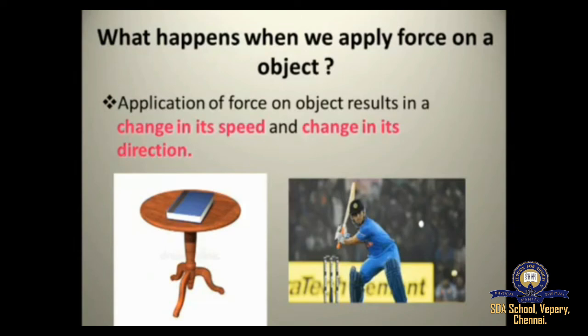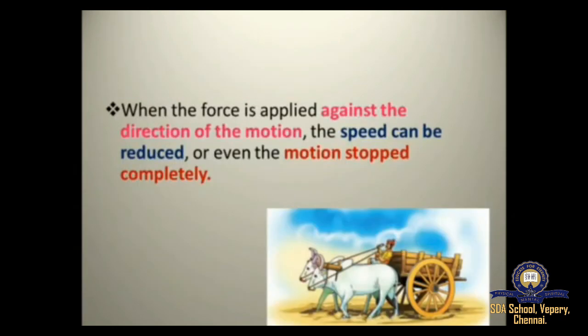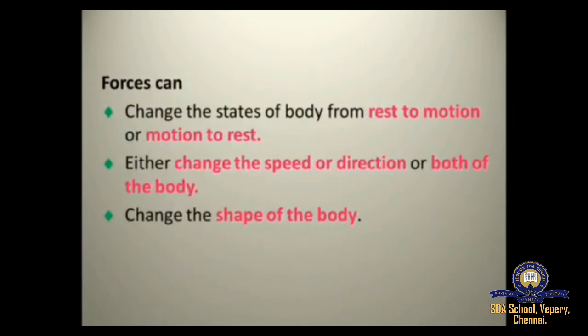And next we saw what happens when we apply force on an object. When a force is applied on an object, it results in a change in its speed and a change in its direction. The second one is that when a force is applied on an object, it results in either expansion or contraction. And the third one is when force is applied against the direction of the motion, the speed can be reduced or even the motion stops completely. So these were the three points.